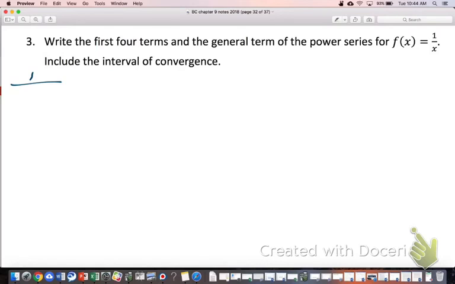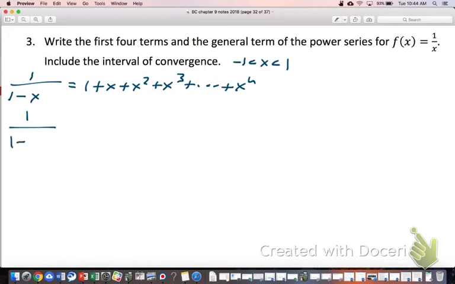Yeah, it has. So what I would do is I'd start off with 1 over 1 minus x is 1 plus x plus x squared plus x cubed plus ... plus x to the n. And I'm going to include the interval of convergence here. I'll just put it up there for now. I think we'll mess around with that a little bit at the end here. So then, if you are going to substitute, what did you guys plug in for x?